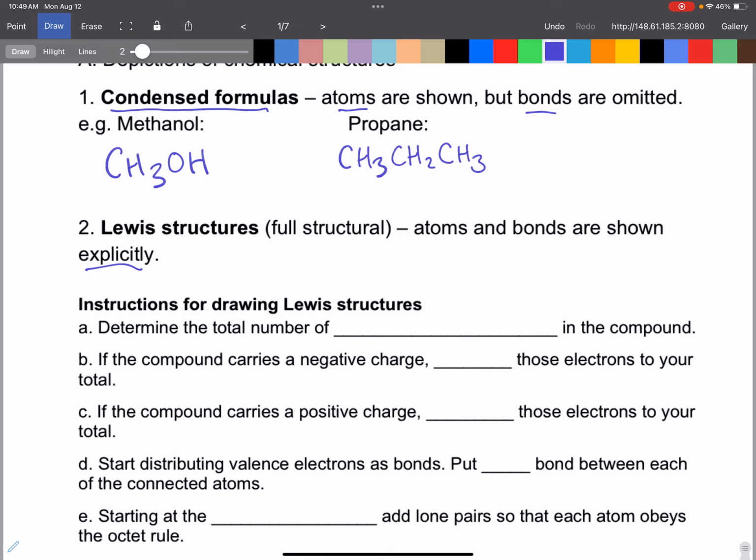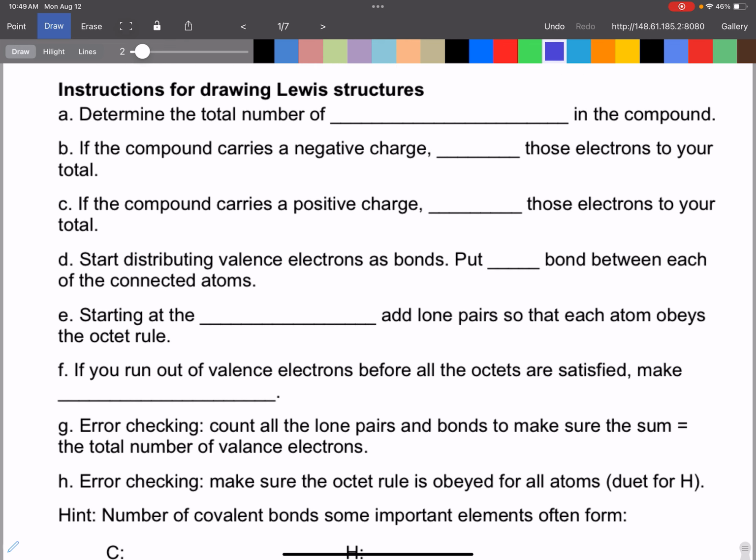And so you might remember how to do this, this process by which we figure out how to draw Lewis structures. The first thing we have to do is count up the number of valence electrons in the structure or the compound itself, right? And so from here on out, I'm going to abbreviate electron. This is little e minus like that.